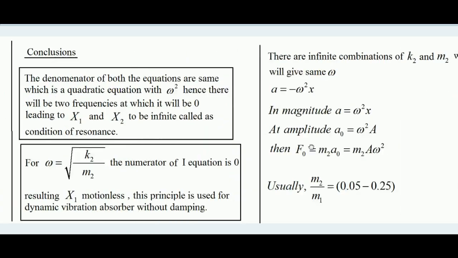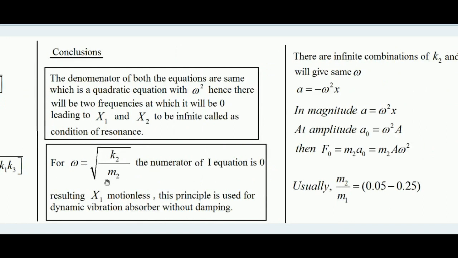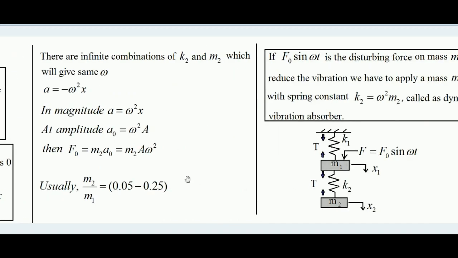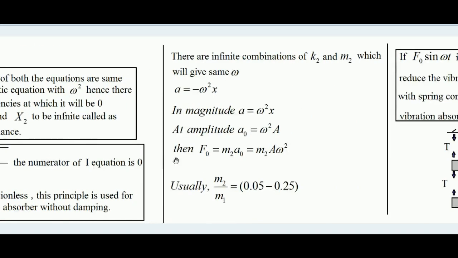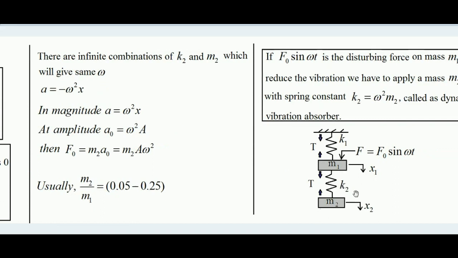Now the second thing is, you can see over here that omega equals root k2 by m2. Okay, so k2 and m2 can have several combinations, in fact infinite combinations, which will give the same omega. k2 is the spring constant, m2 is the mass. If you take the mass to be, suppose, 100 units and k2 to be 200 units, you will get root 2 omega. And if k2 is 400 and the mass is 200, you still get root 2 omega. So there are several combinations. The question is, what mass and spring constant must we keep over here?